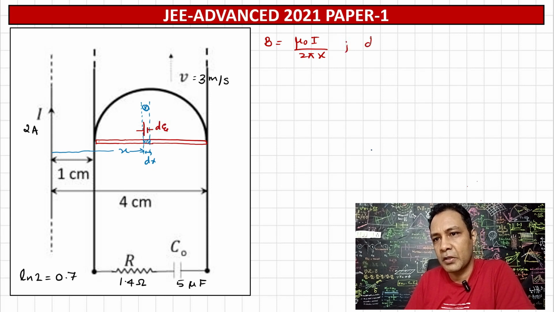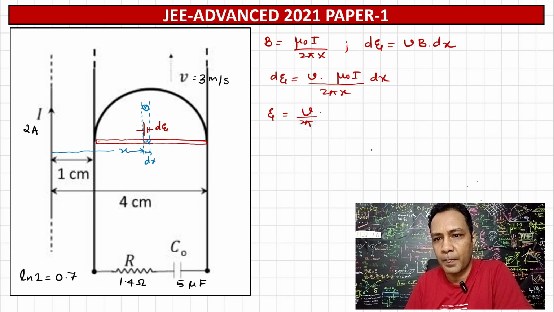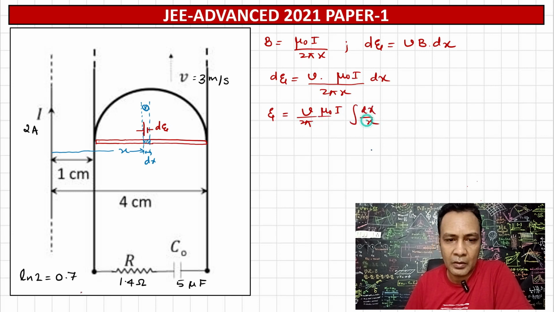So the value of dE would be v B dx. So dE is equal to v times the local B, which is mu naught I divided by 2 pi x, times dx. So the total EMF induced is equal to v mu naught I divided by 2 pi, times the integral of dx by x.